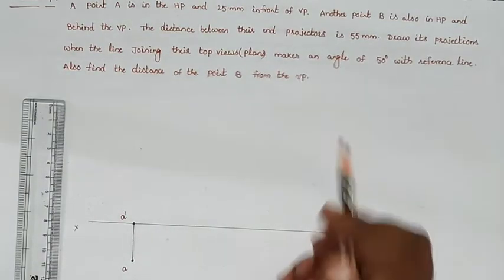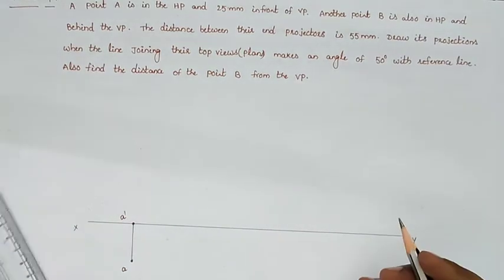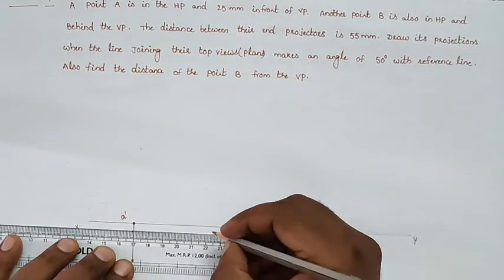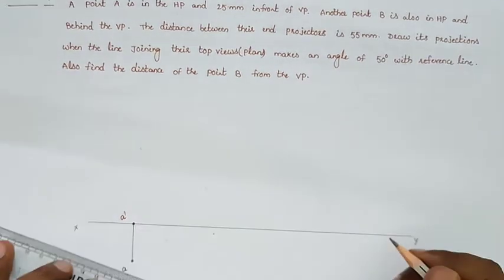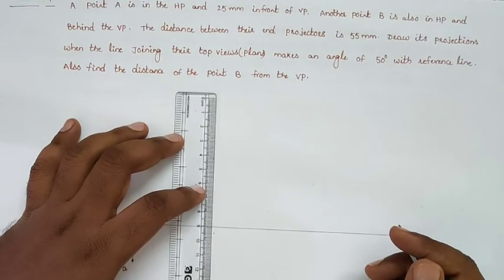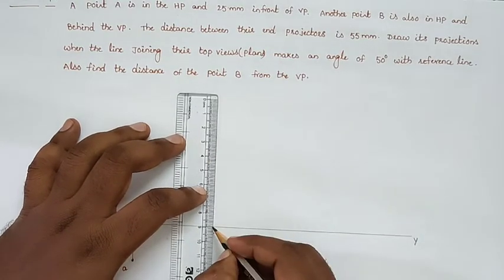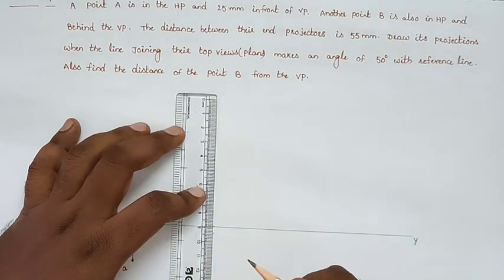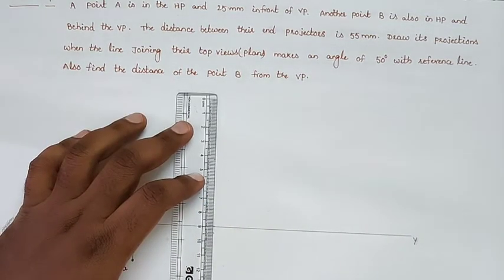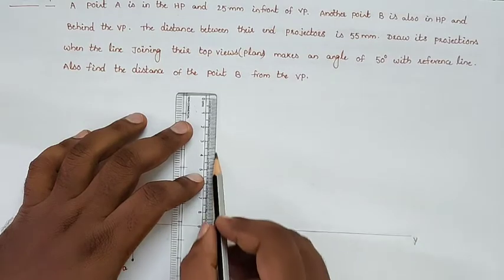And now they are giving that the distance between their projectors is 55 mm. So you can take 55 mm distance from this projector, and we will draw the projection of point B. Point B is also in the HP, and behind the VP, but they are not giving the dimension. So I am drawing this dimension as a vertical line like that.